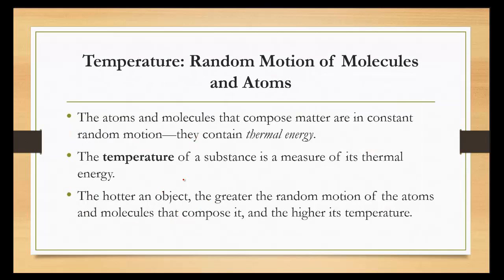The atoms and molecules that compose matter are in constant random motion. They contain thermal energy. The temperature of a substance is the measure of the quantity of thermal energy. The hotter an object, the greater the random motion of the atoms and molecules that compose it, and the higher the temperature.